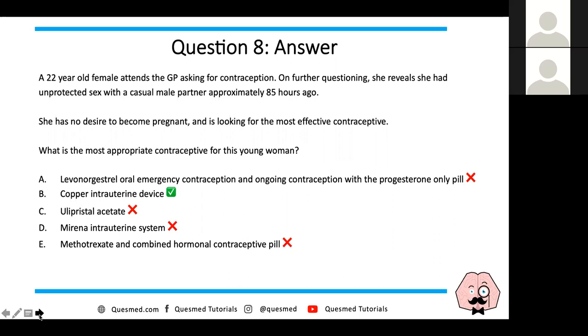Combined hormonal contraceptive pill, this might be an option for her down the line when she wants to have effective ongoing contraception, but combined hormonal contraceptive pills are not emergency contraception. So the correct answer there is a copper coil. So in any of these questions that come up in your exams that are asking for the most effective emergency contraception, regardless of the scenario, it is always a copper coil.